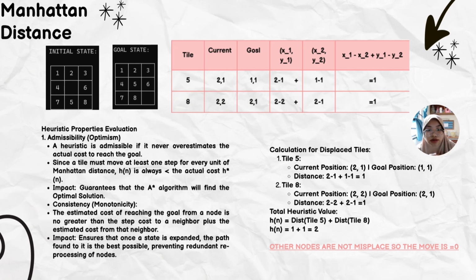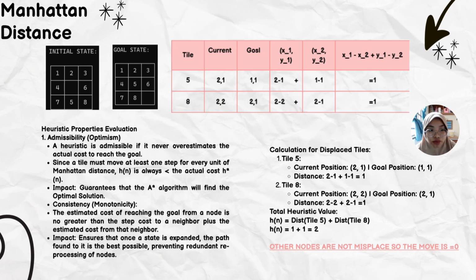By summing this up, we get a total heuristic value of 2. This tells our A star algorithm that the goal is very close, allowing it to solve the puzzle efficiently in just 2 steps. And now we move to the heuristic properties.